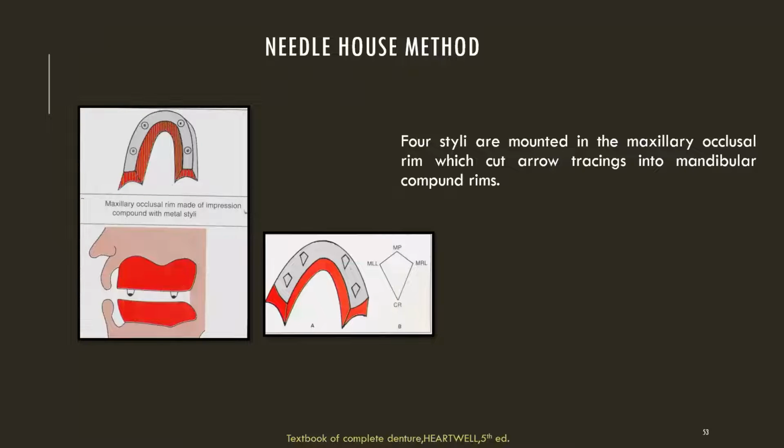So in the first method, the Needle House method, House introduced 3 metallic studs. These 3 studs were mounted on the maxillary occlusal rim made of compound, and the patient was asked to perform all the mandibular movements. Based on these movements, the studs made an arrow tracing on the mandibular occlusal rim. The articulator was then programmed with the obtained functional records. Then House modified this technique and introduced 4 styli to make the needle point tracing. Later, Patterson introduced modeling wax to make a record of centric relation.